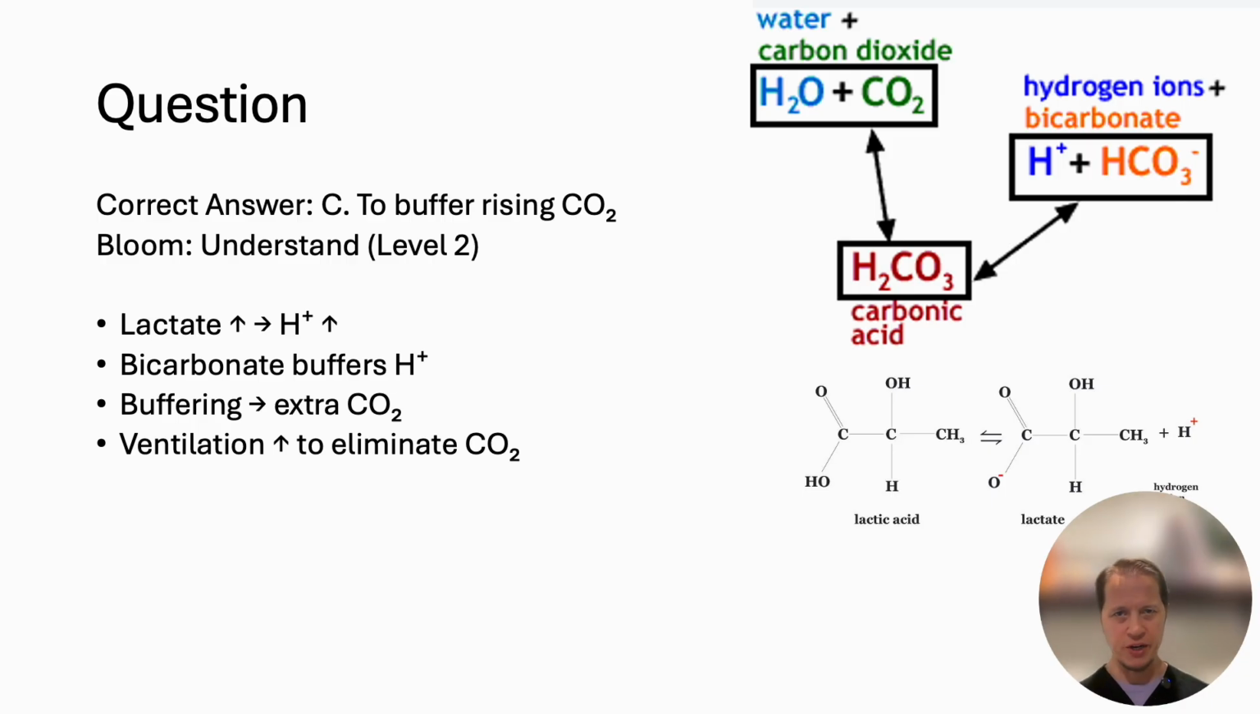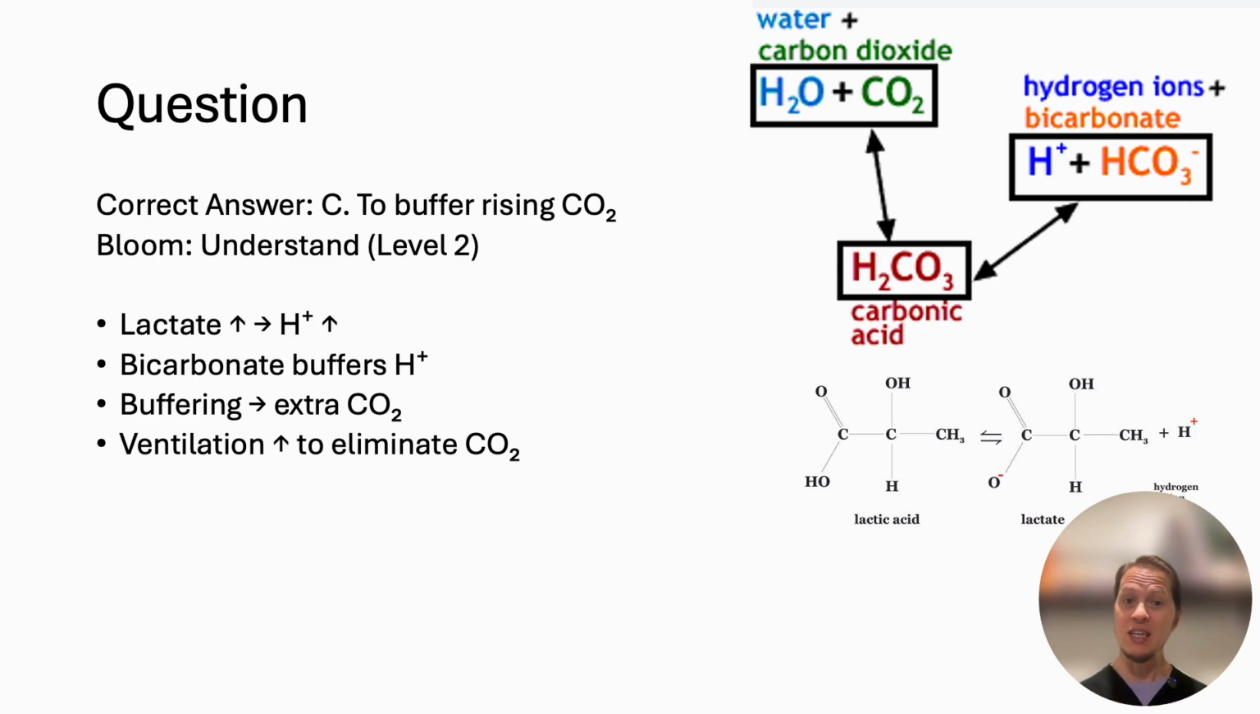So buffering all that H+ coming from the lactate with bicarbonate creates a lot of extra CO2, and that causes ventilation to spike to blow off that CO2 to get it out so you don't go into acidosis. And that's going to cause ventilation to spike much more than oxygen consumption.